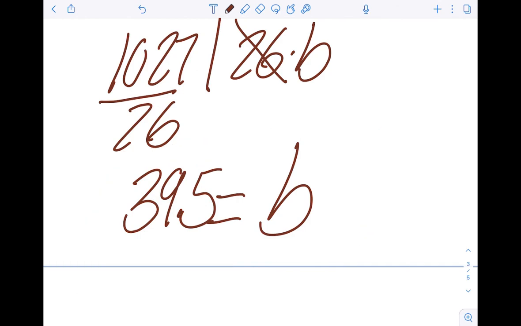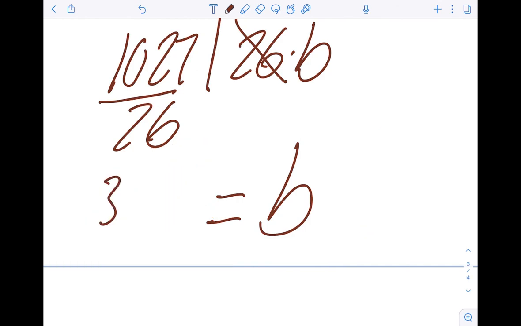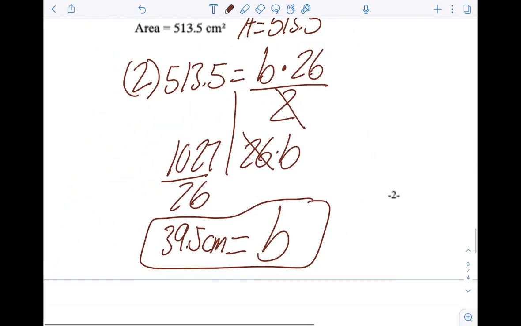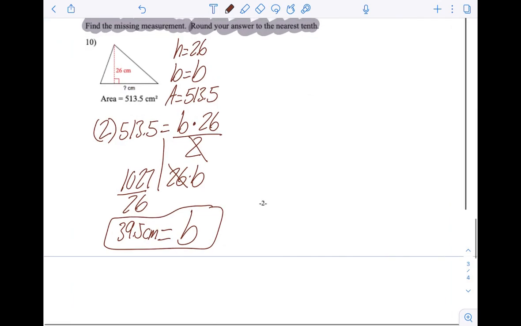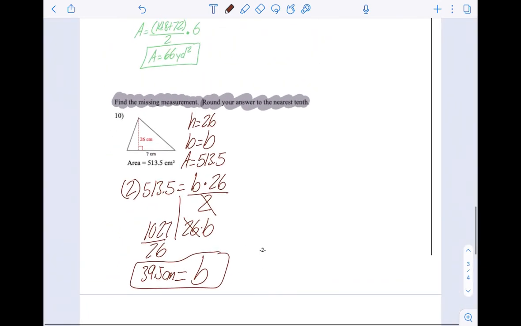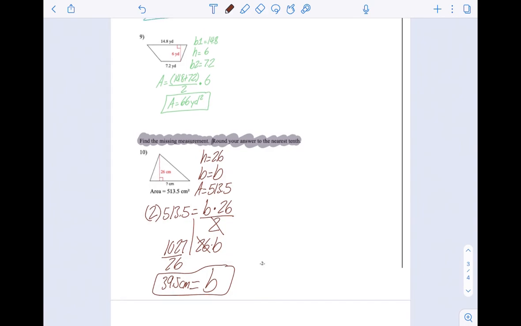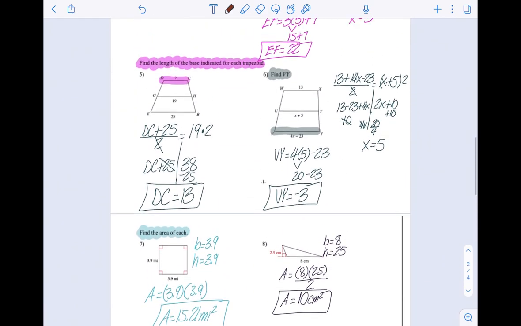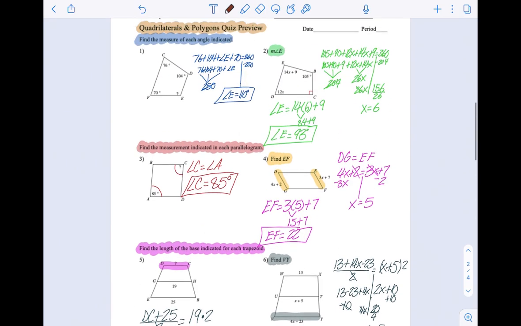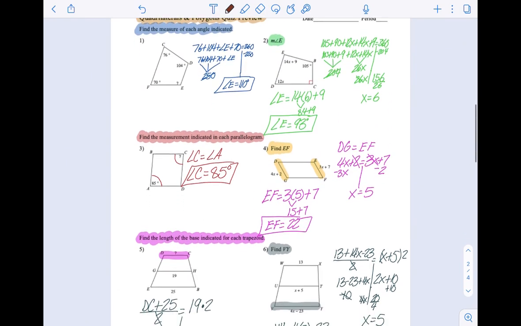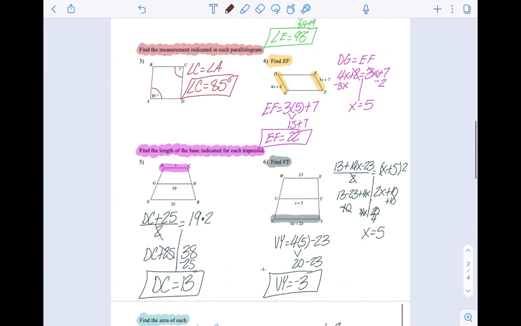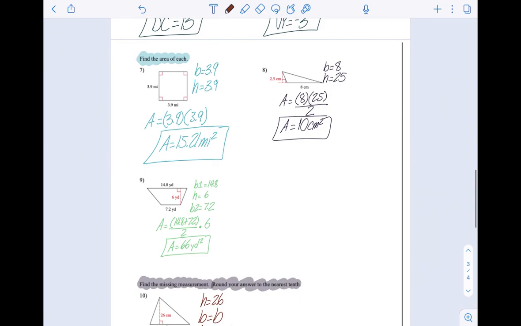Right? Actually, so 39.5 centimeters. That is our solution right there, kiddos. And that is the preview of the quiz. So these are the kinds of problems you're going to see on the quiz. So make sure you've written all of them down. Make sure that you use your notes, use your calculator, as I did, in order for you to be successful on this quiz. All right. Thank you, guys.